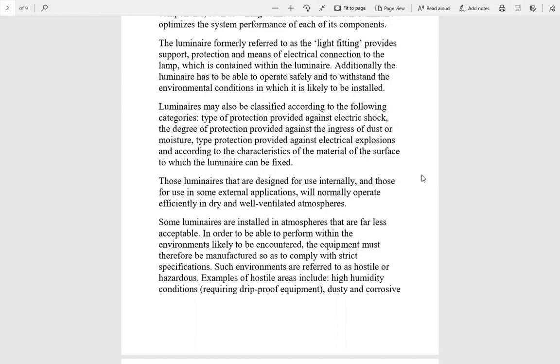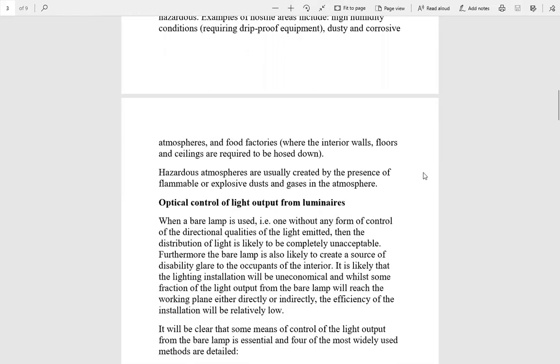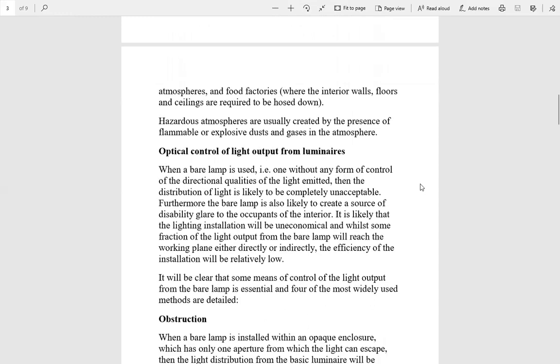Examples of hostile areas include high humidity conditions, that is requiring drip-proof equipment, dusty and corrosive atmospheres, and food factories where the interior walls, floors and ceilings are required to be hosed down. Hazardous atmospheres are usually created by the presence of flammable or explosive dusts and gases in the atmosphere.